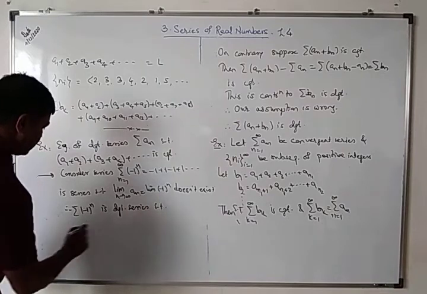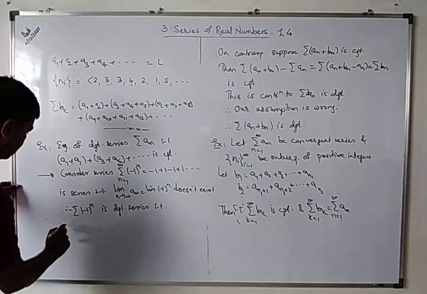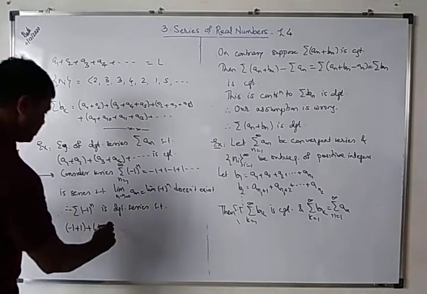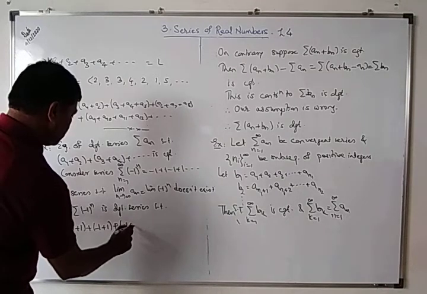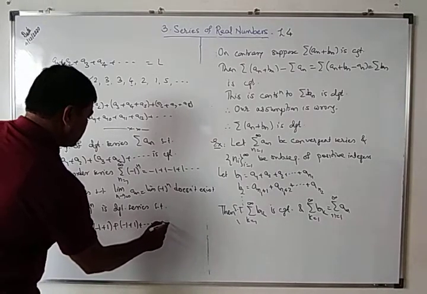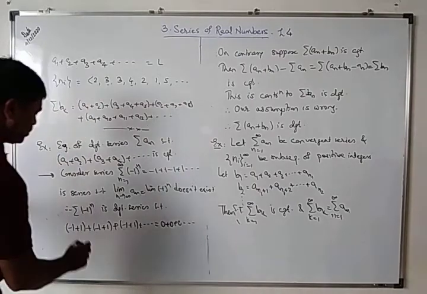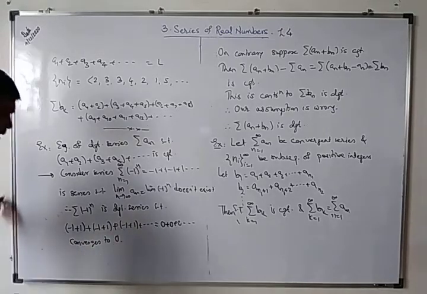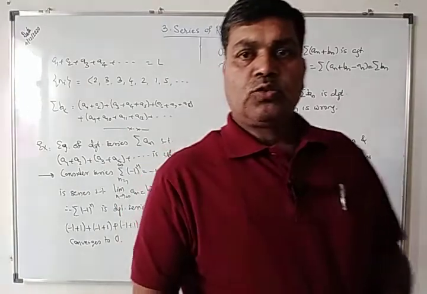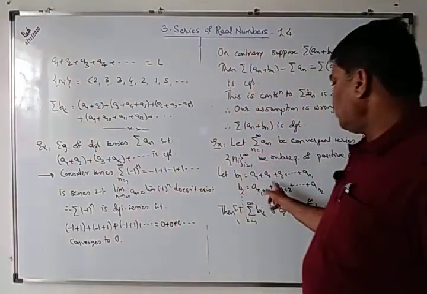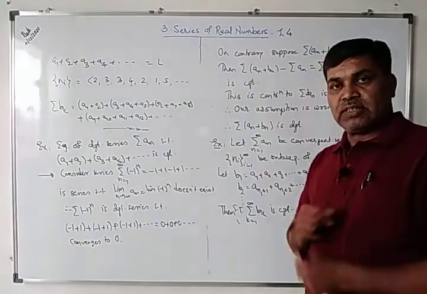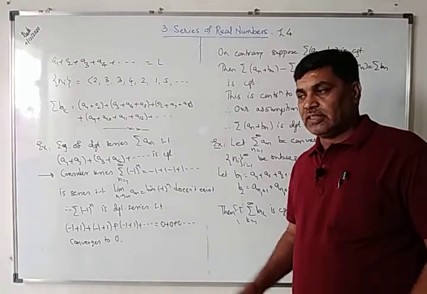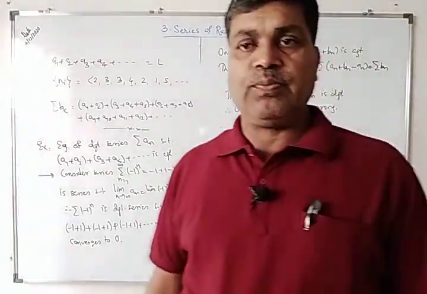If I give brackets for two terms, minus 1 plus 1, plus minus 1 plus 1 dot dot etc., this is equal to 0 plus 0, which converges to 0. Okay. So thus insertion of brackets doesn't affect the sum of a convergent series, but if the given series is divergent, then insertion of brackets affects the divergence of that series also.